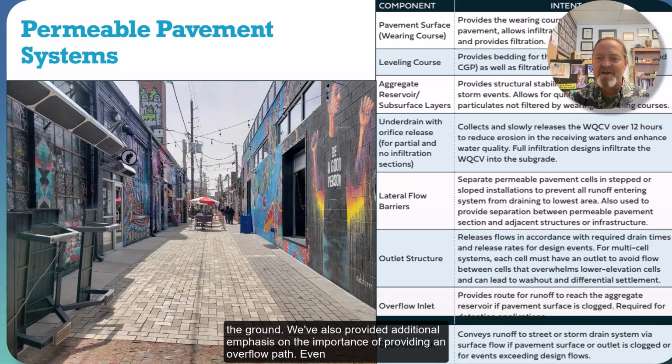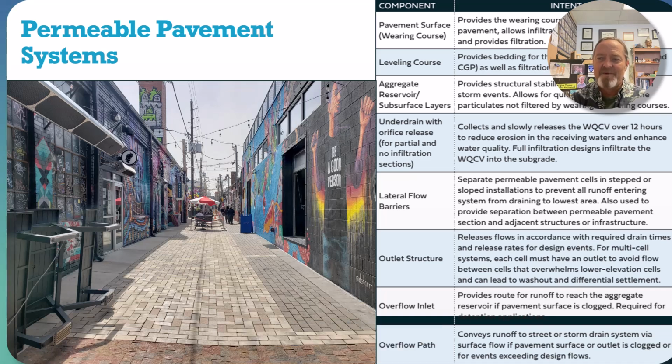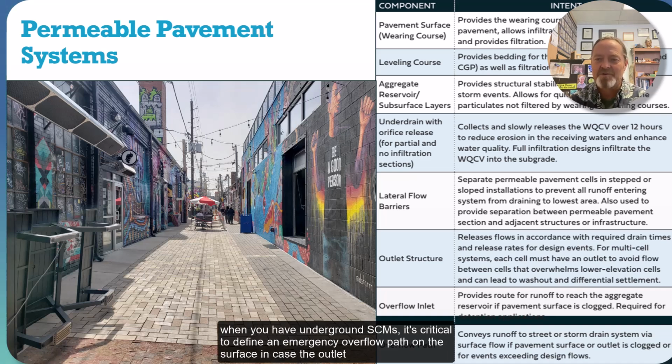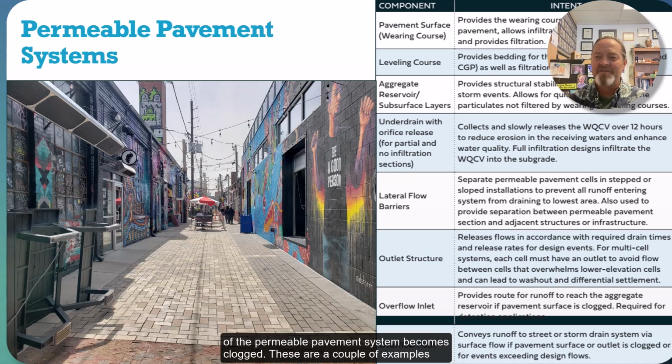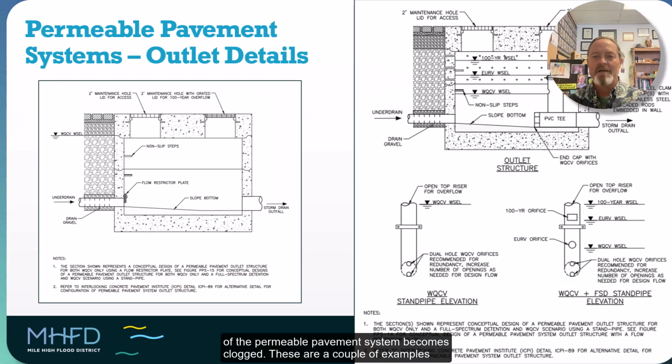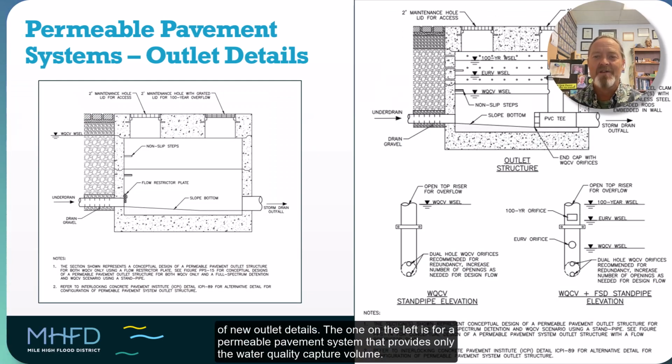We've also provided additional emphasis on the importance of providing an overflow path. Even when you have underground SCMs, it's critical to define an emergency overflow path on the surface in case the outlet of the permeable pavement system becomes clogged. These are a couple of examples of new outlet details.